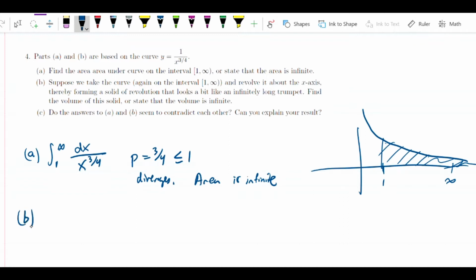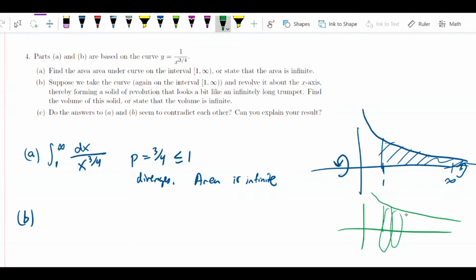Okay, B. The question is now, suppose that I take the volume of revolution formed by taking this curve and wrapping it around the x-axis. The shape you get here is kind of like an infinitely long trumpet. I don't know if I'm drawing this in a way that's meaningful, but you could think of the wide end as like the bell of a trumpet. And the question is, the volume of that infinite trumpet, is it infinite or is it finite?